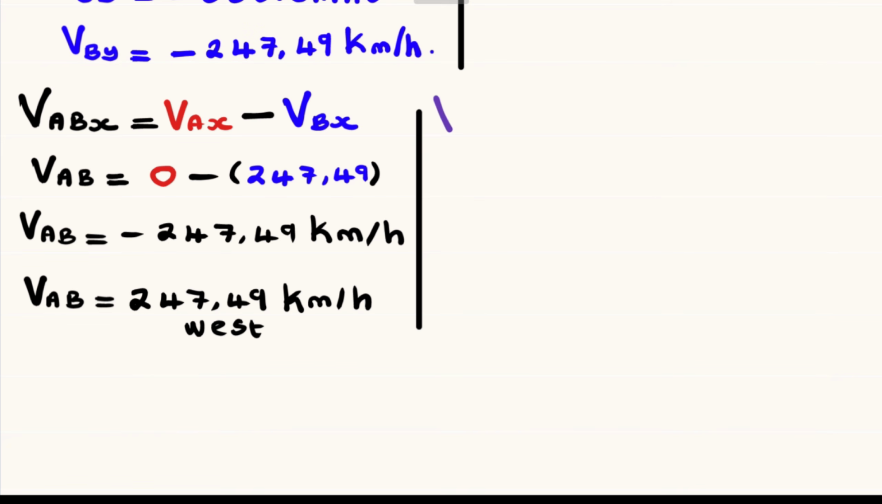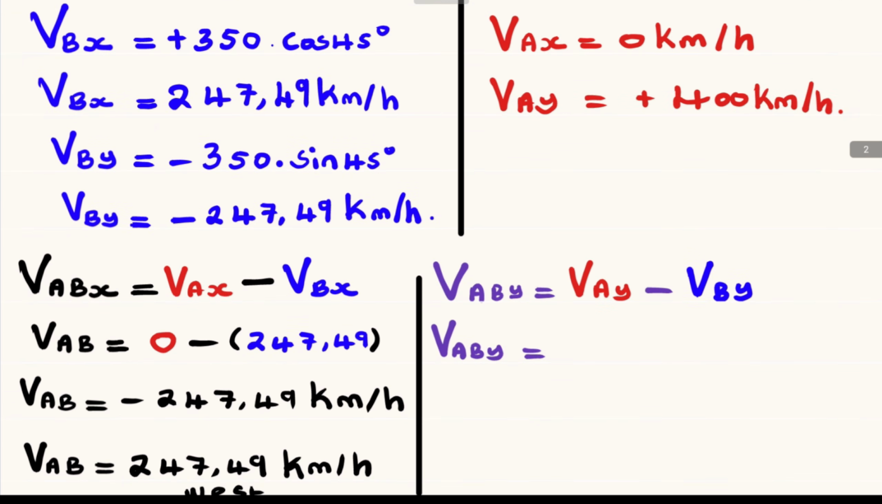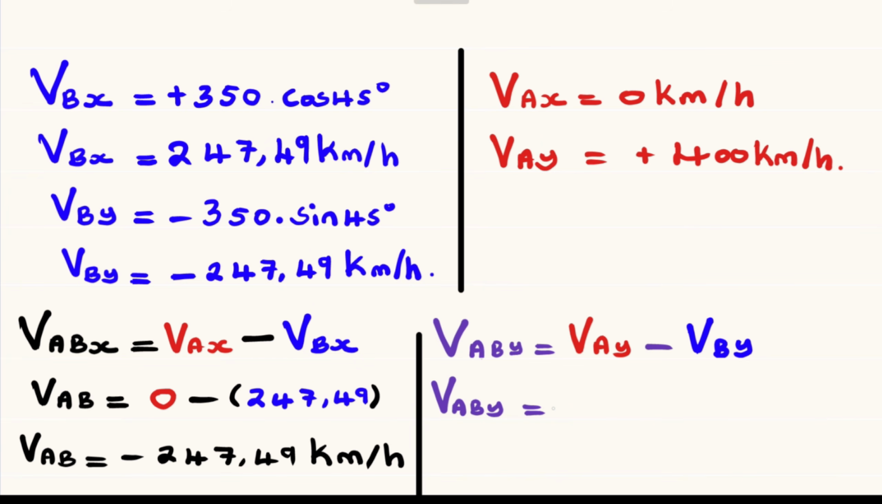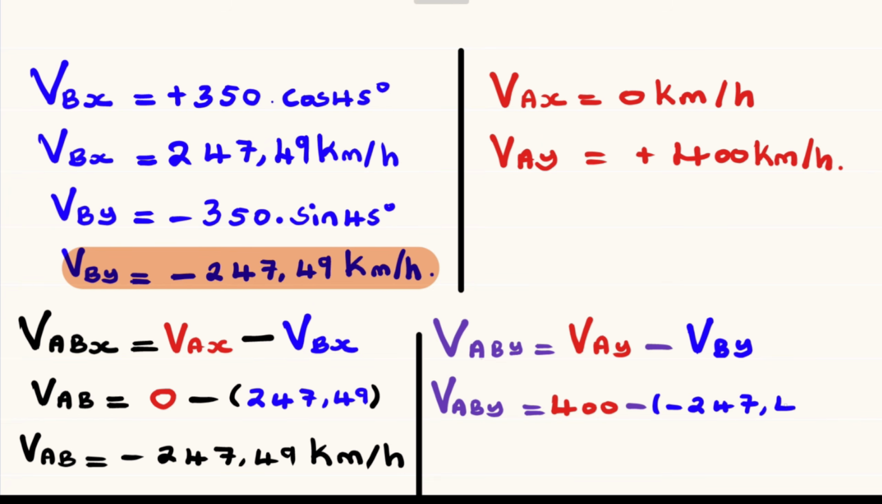the velocity of A relative to B on the y component, the vertical component, will be equal to the velocity of A, the y component, minus the velocity of B, the y component. And the velocity of A relative to B, the vertical component, will be equal to the y or vertical component of the velocity of A, which was 400 kilometers per hour, minus the vertical or y component of B, which was that negative. So we substitute with the negative 247.49.